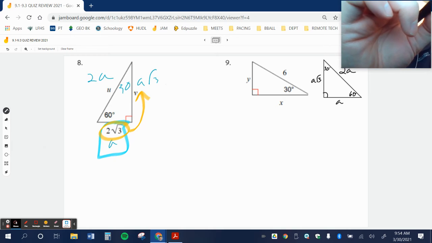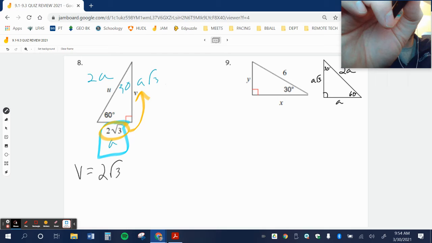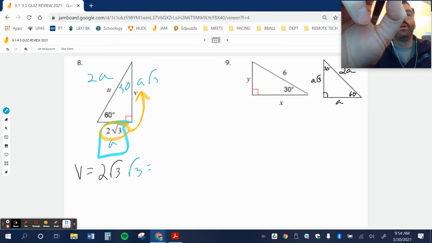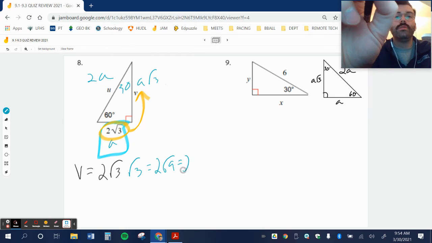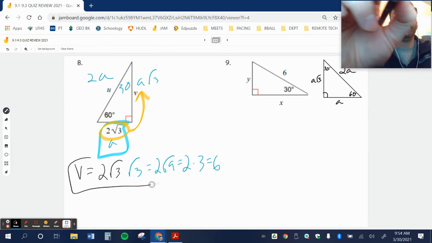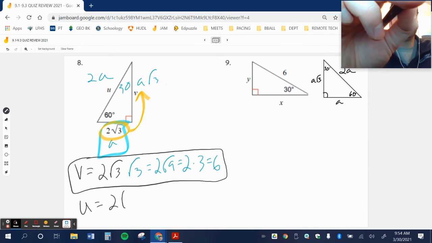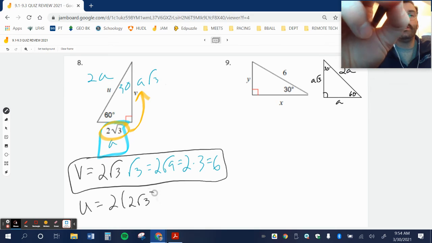So how is that going to look? That's going to be V equals 2 radical 3 times radical 3. Again, we're going to do all this work that you might be able to do in your head. 2 radical 9, which is 2 times 3, to give me 6. All right, U is 2 times 2 radical 3.